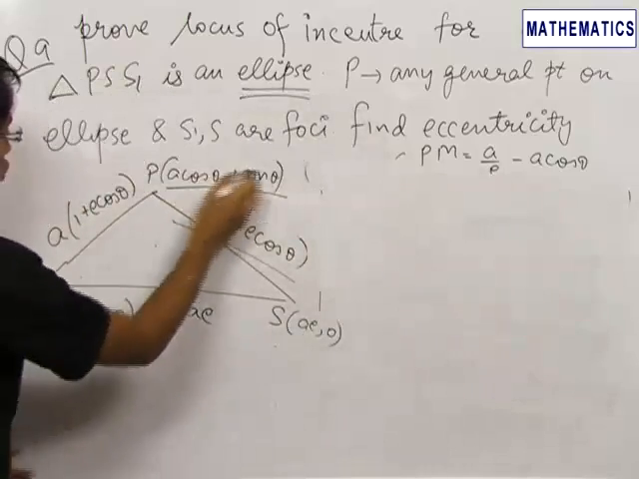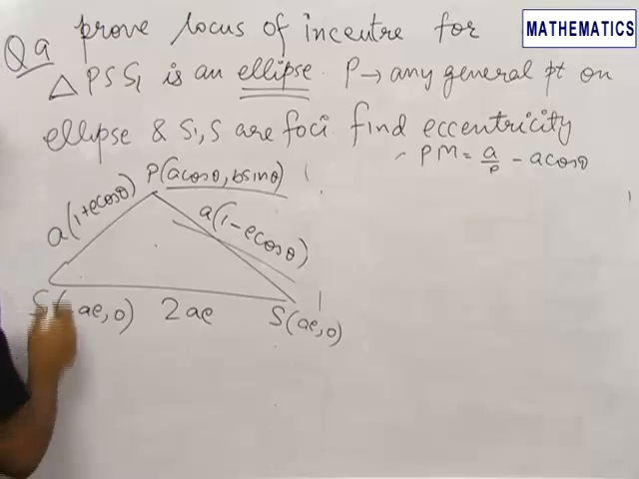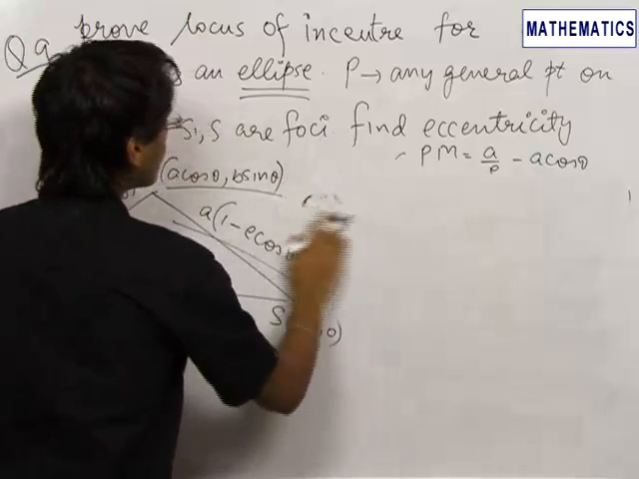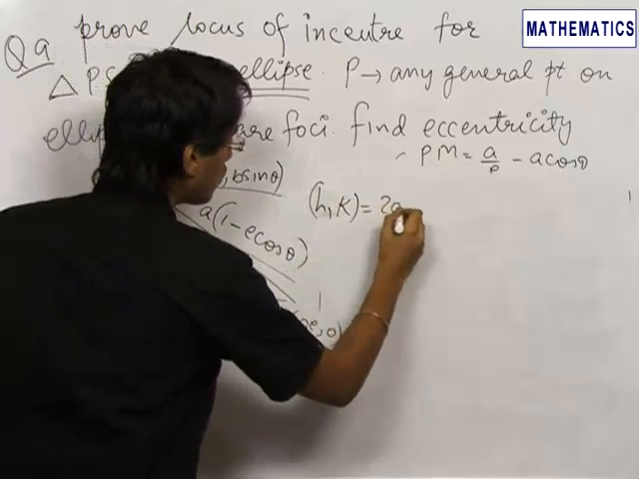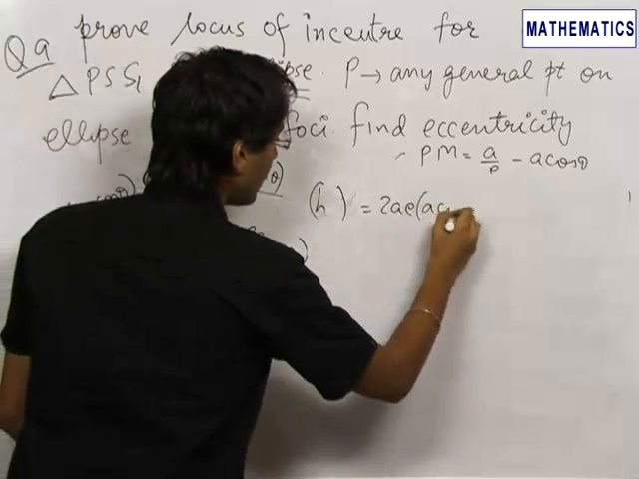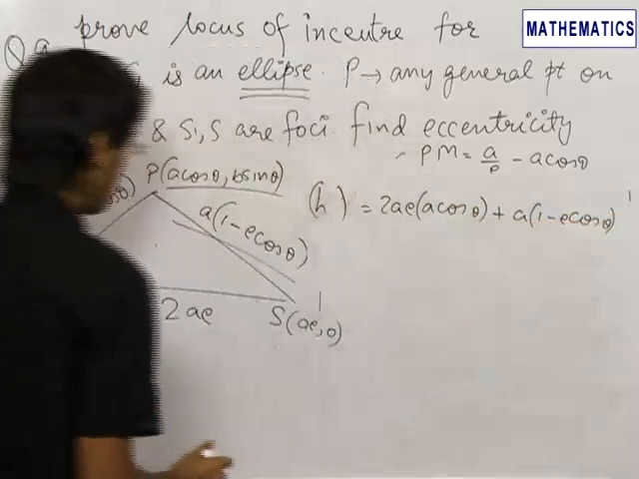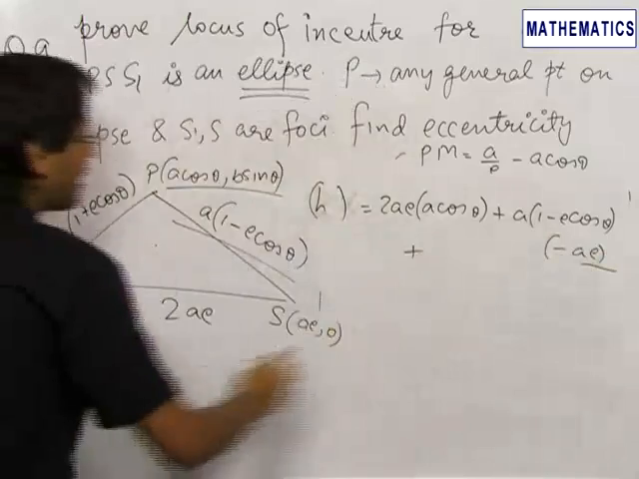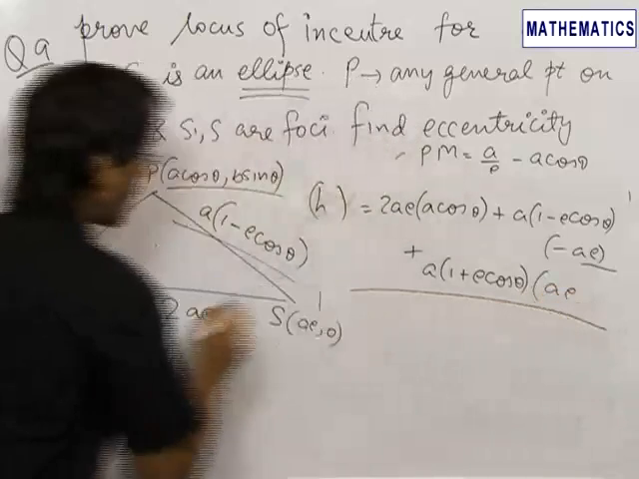Hence now we know x1 comma y1, x2 comma y2 and x3 comma y3, and we know A, which is the length of the side opposite to P, the B, which is the length of the side opposite to S1, and similarly the C. So we can use the formula for the locus of the incenter h comma k to be equal to 2AE into x1, that is 2AE, this is for h, 2AE into A cos theta plus A into 1 minus E cos theta times minus AE plus A 1 plus E cos theta times AE upon A plus B plus C.